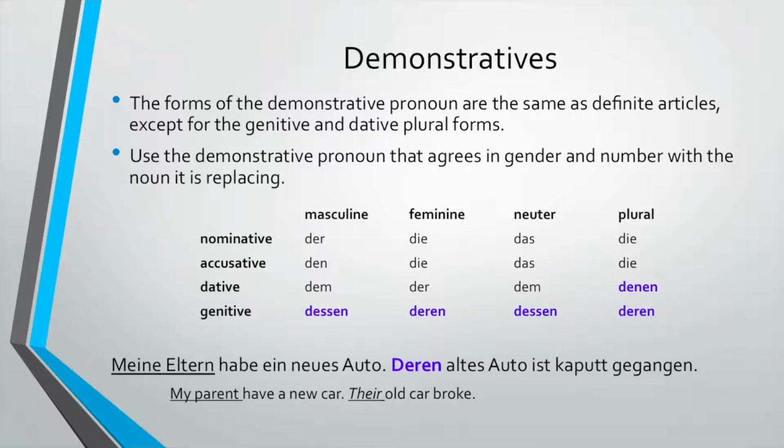For example, "Meine Eltern haben ein neues Auto. Deren altes Auto ist kaputt gegangen." My parents have a new car. Their old car broke. So, deren altes Auto.